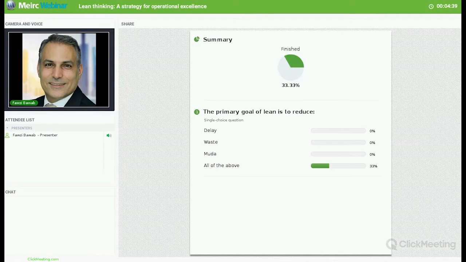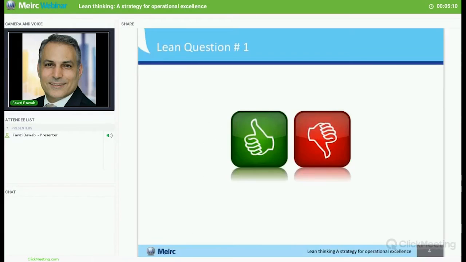So the results show that most of us, 33%, agree that it's all of the above, and this is actually true. Lean is about reducing delay. It's about looking at the waste in our operations to try to achieve organizational excellence. MODA is just a word in Japanese which means waste, so it's another way to describe waste. And we will, of course, talk about the definitions and the different types of waste.